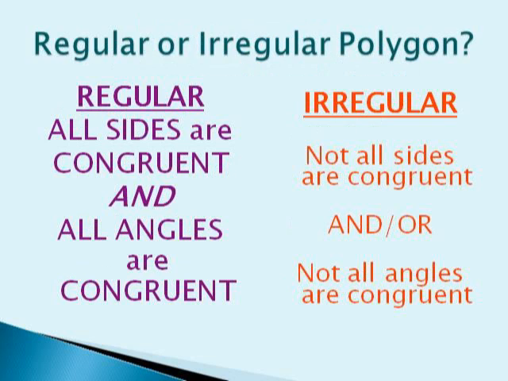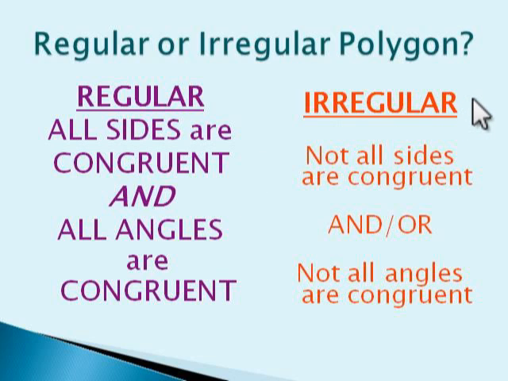Now, a polygon can either be regular or irregular based on this fact. It's only regular if all of its sides are congruent and also all of the angles are congruent. Remember, the word congruent means same size, same measure. So in order to be a regular polygon, all of the sides must be the same length and all of the angles must be the same size, same degrees.